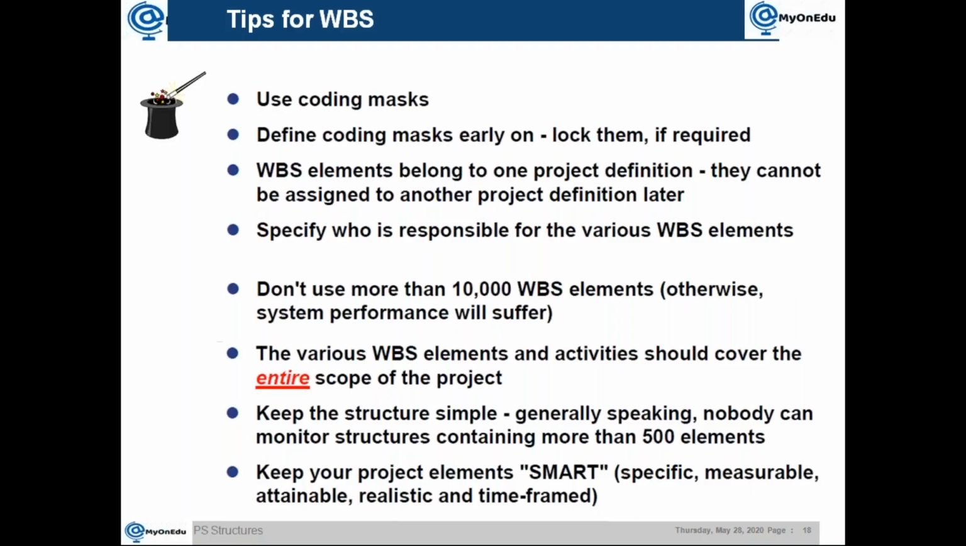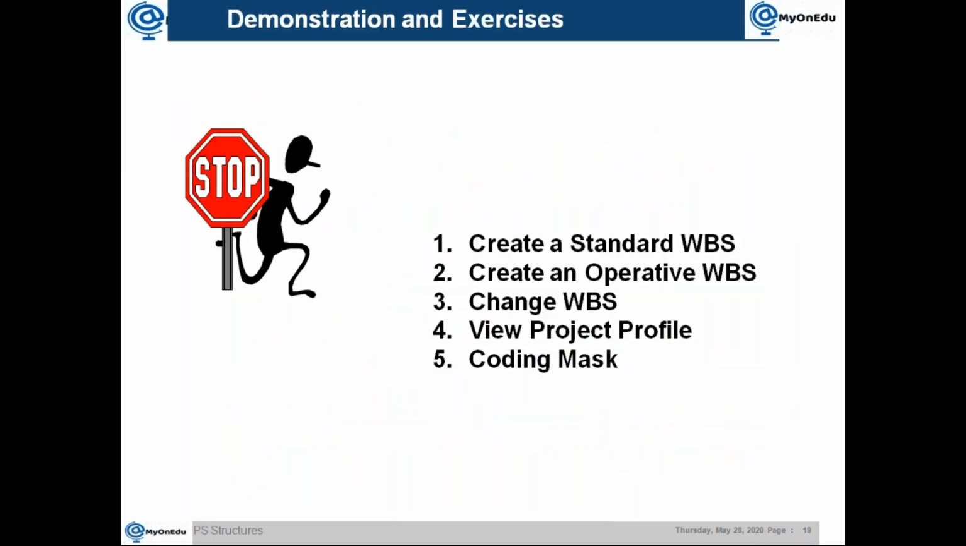Okay, so this is what we were talking about. Don't use more than 10,000 objects, WBS elements, in a project. It's a recommendation that the various WBS activities should cover the entire scope. This is all we discussed. Keep the structure simple. So this is what I said: don't use so many. This is the objective you need to consider when you are creating the WBS element.